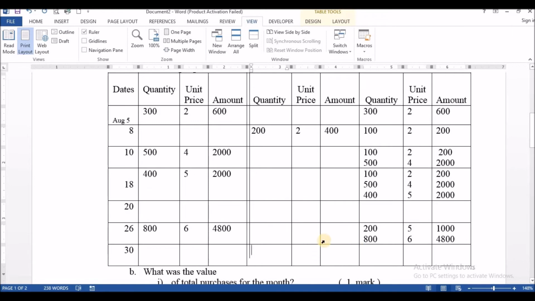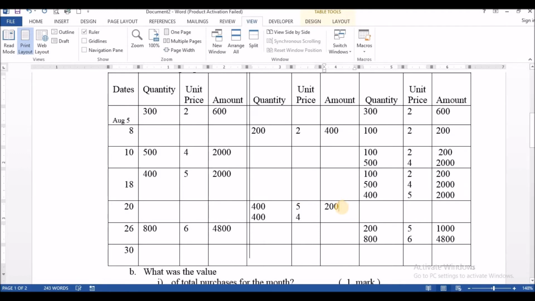Alright, so as I said before, the 20th would change because we sold 800 units. Now using the LIFO method, we sell from bottom to top. So we're going to sell this 400 first. So it's 400 at 5, so that's 2,000. Still not at 800. So we're going to take 400 from this 500 to make it up to 800. So we're going to have now 400 at $4.